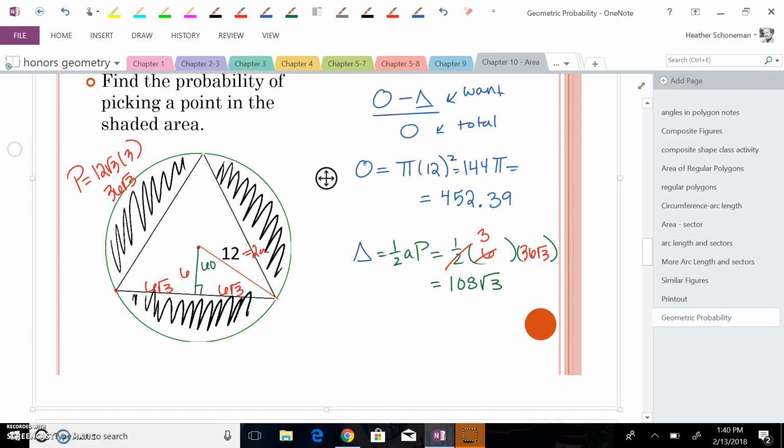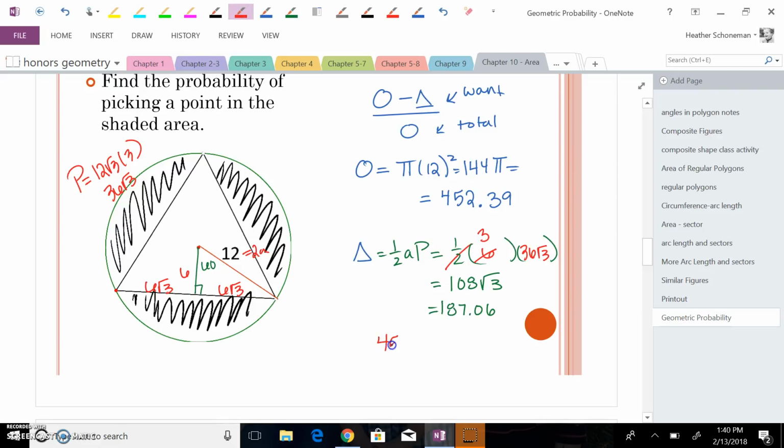Now I need to make that a decimal, so in my calculator I'm going to find the square root of 3 first, which is 1.7 something, and then take that times 108, and to the nearest hundredth I'm going to get 187.06. Now that I have my numbers, I'm going to plug it into the plan.